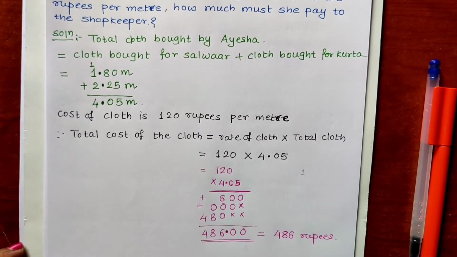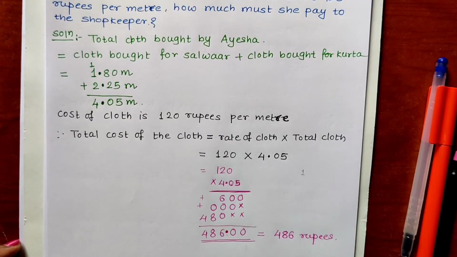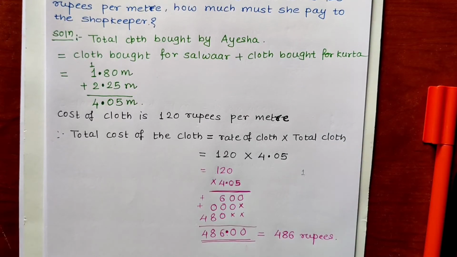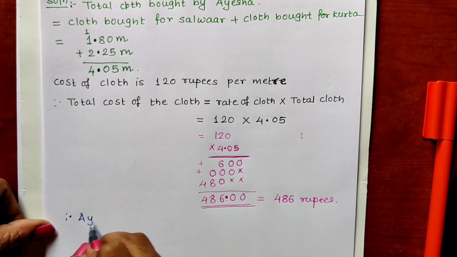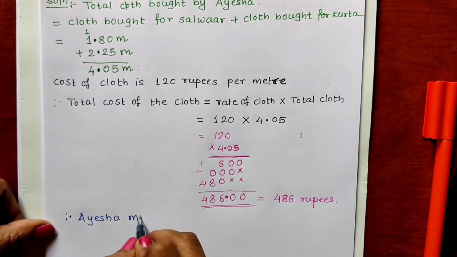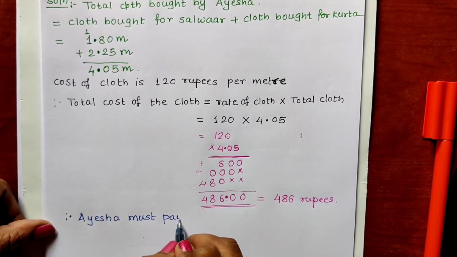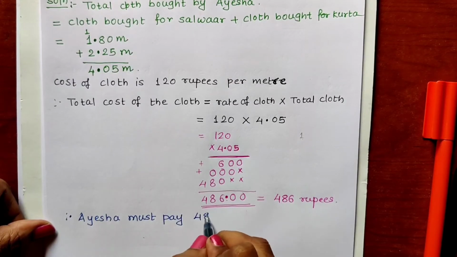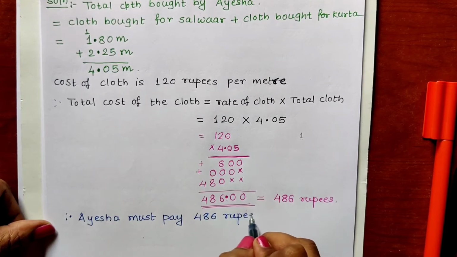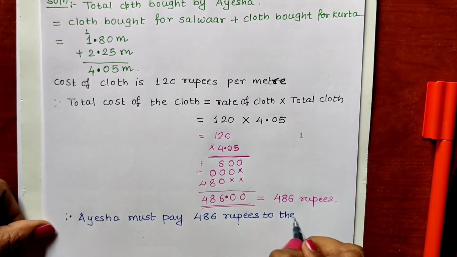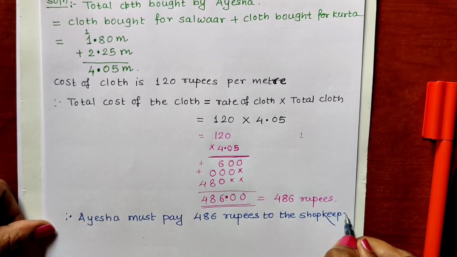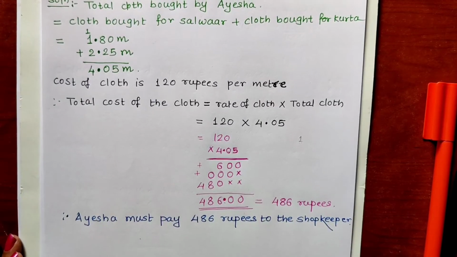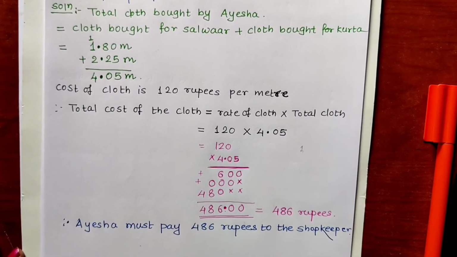So how much amount does she have to pay to the shopkeeper? She must pay 486 rupees to the shopkeeper. Therefore, the answer statement we have to write: Aisha must pay 486 rupees to the shopkeeper. In this way, we have to write the answer and this full solution.